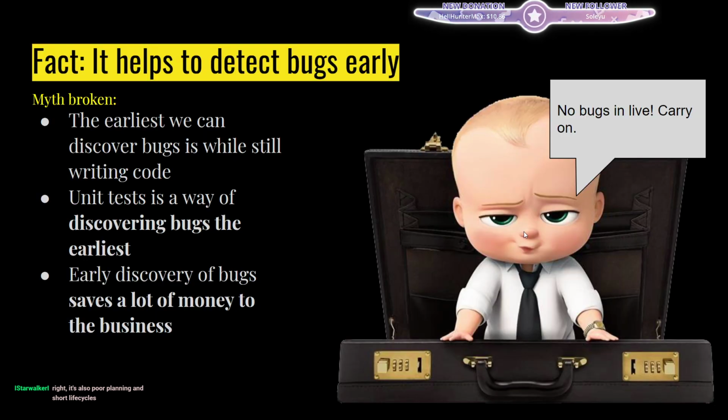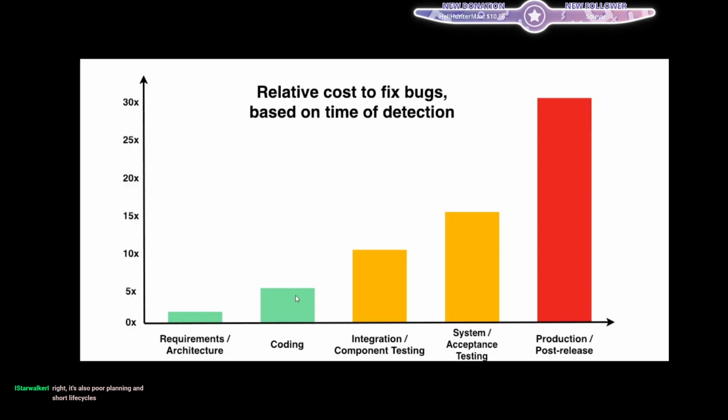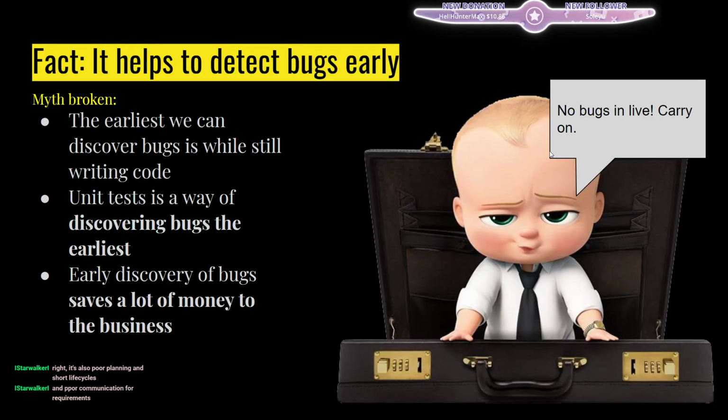Right, so if we look here, we detect bugs early, 5 times the effort. If we detect here, 30 times the effort. So no bugs in life, business will be thrilled. They'll be happy. They will love your work.